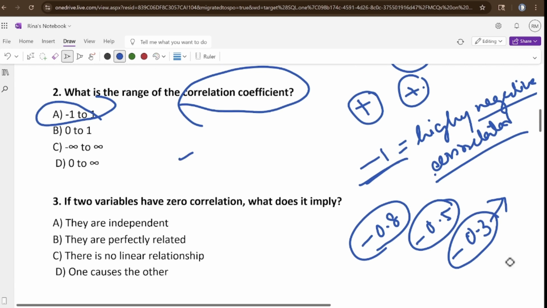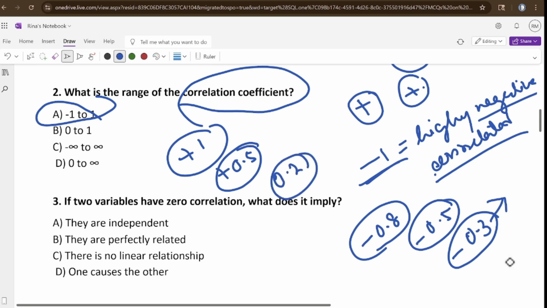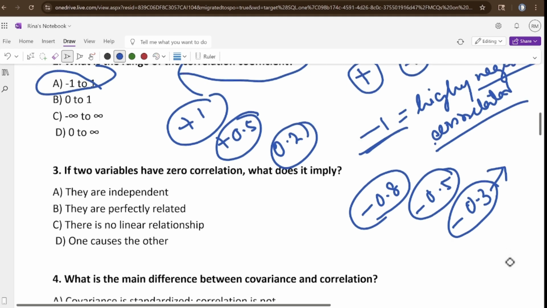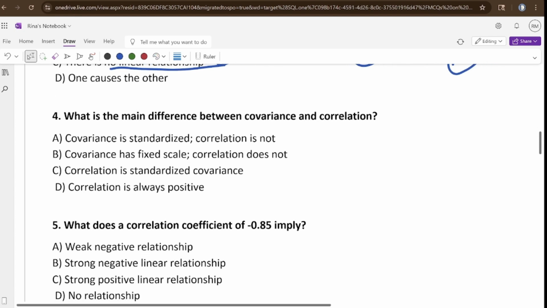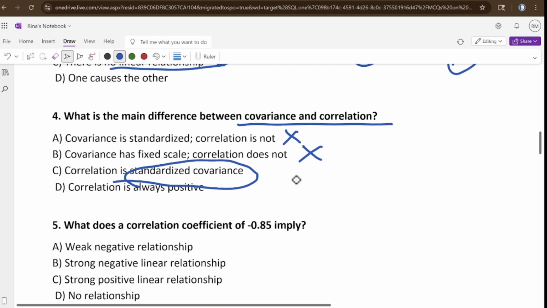In the same way, if it is +1, it is highly positively correlated. If it is 0.5, then positively correlated but kind of neutral. But if it is 0.2, then positively correlated but very weak. You understand the difference now. What is the main difference between covariance and correlation? Covariance standardized, nothing like that. Fixed scale, nothing like that. Correlation is standardized covariance, exactly.